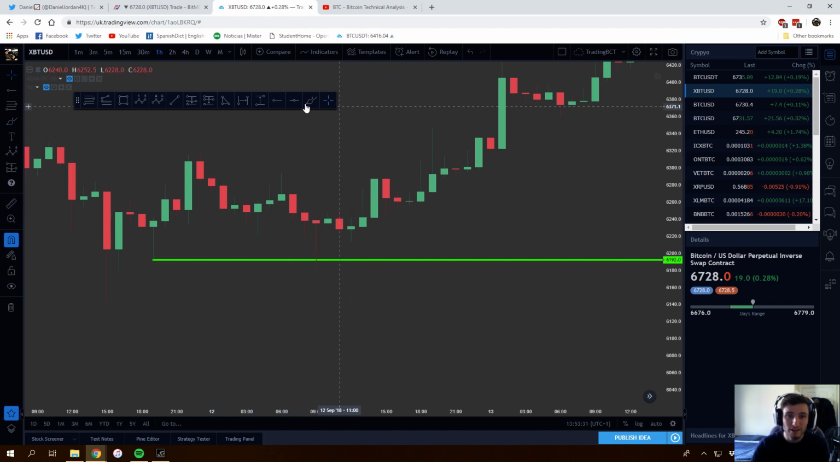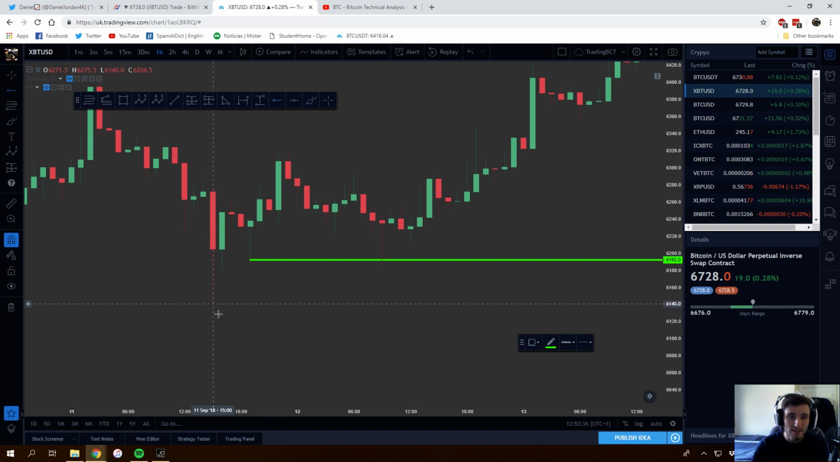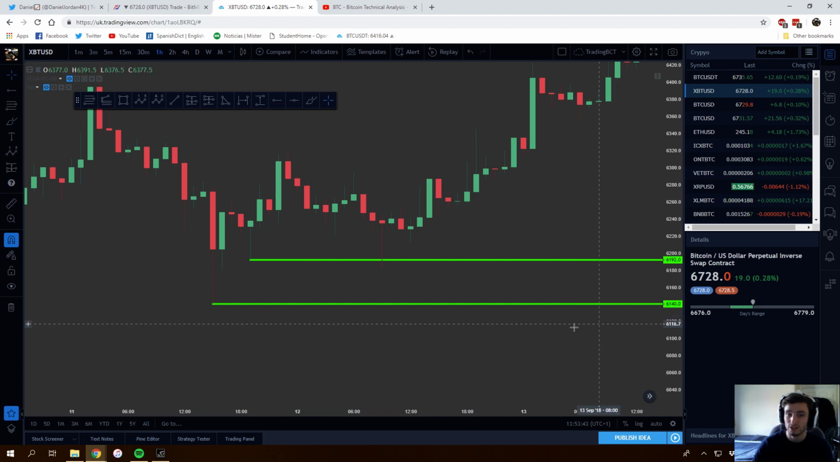So what I would be doing, instead of having such a tight stop loss here, I would be having my stop loss placed at the last swing low. Okay, well, not the last swing low, the first swing low, which obviously this time was 6,140.